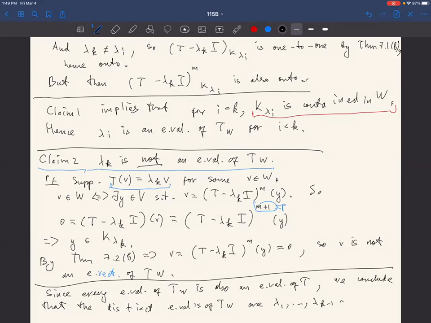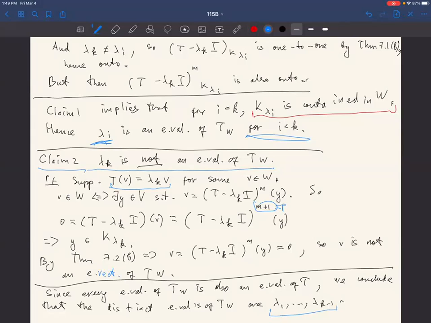And in claim 1, we have demonstrated that all the lambda I for I less than k are eigenvalues. So the conclusion of these two claims is that we have determined the eigenvalues of TW, and they are precisely lambda 1 through lambda k minus 1. So one less. This means that the operator TW has k minus 1 distinct eigenvalues. This puts us in a situation where we can apply the inductive assumption.